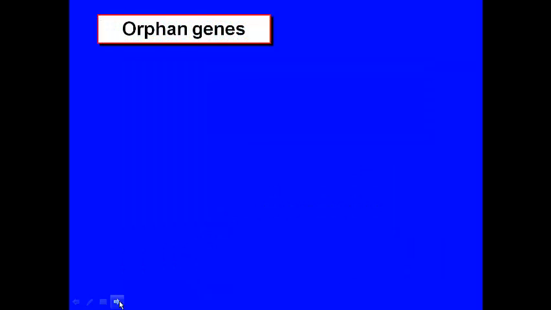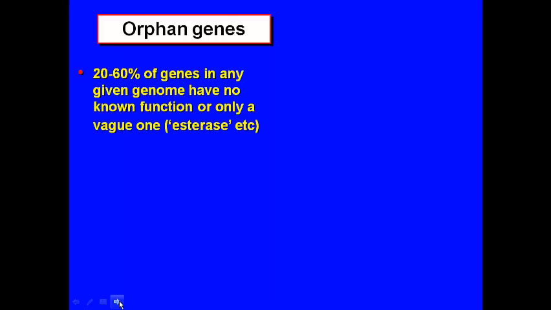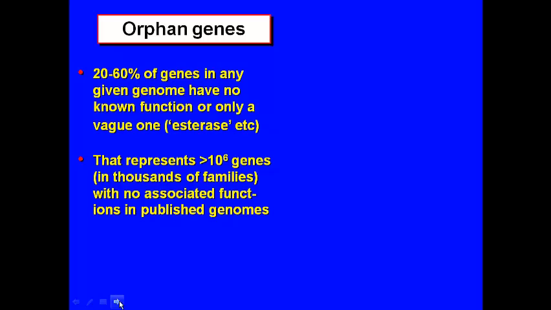So this gives rise to a gigantic problem that's been called orphan genes, in which roughly 20 to 60% of the genes in any given genome have no known function, or at best a vague one like esterase. So if you multiply that by the number of genomes, it means that you have more than a million genes that belong to thousands of different gene families that have no associated function in published genomes. So this is a huge problem.